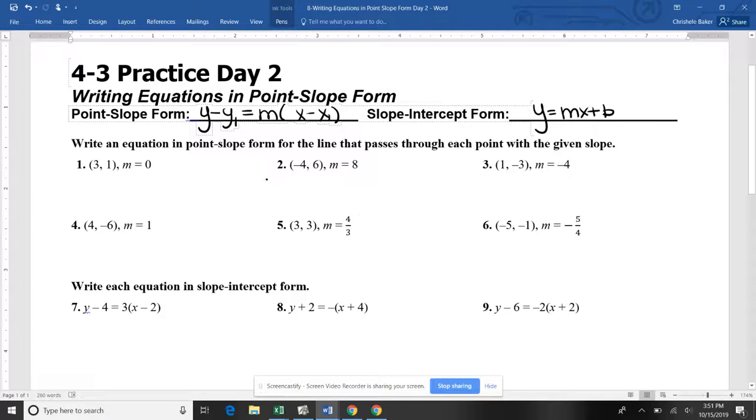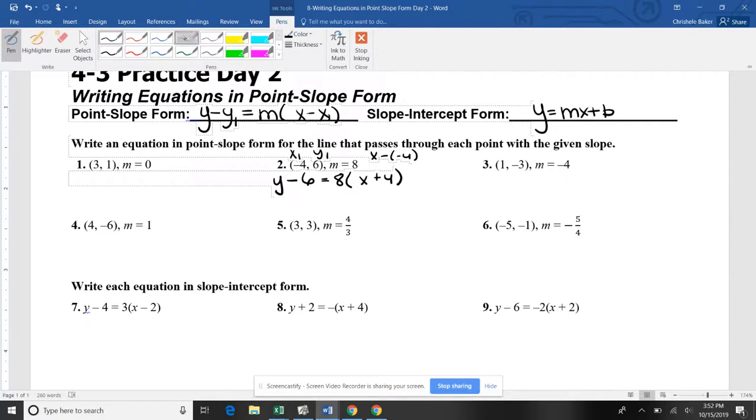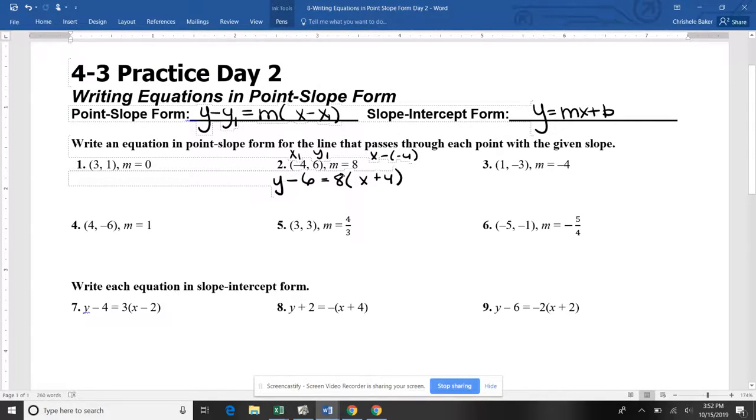All right, so I have x1 and y1 up here. So I have y minus my y value is equal to m times the quantity x minus x1. And what I saw from the other video is when I have x minus -4, that actually becomes x plus 4. So what I'm going to do now is distribute my 8, because this is my point slope form.